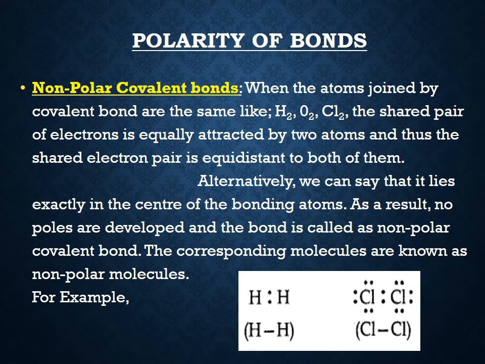When the atoms joined by a covalent bond are the same, like H2, O2, Cl2, the shared pair of electrons is equally attracted by the two atoms, and thus the shared electron pair is equidistant to both of them. Alternatively, we can say that it lies exactly in the center of the bonding atoms. As a result, no poles are developed and the bond is called a non-polar covalent bond. The corresponding molecules are known as non-polar molecules. For example, H2 and Cl2 molecules.